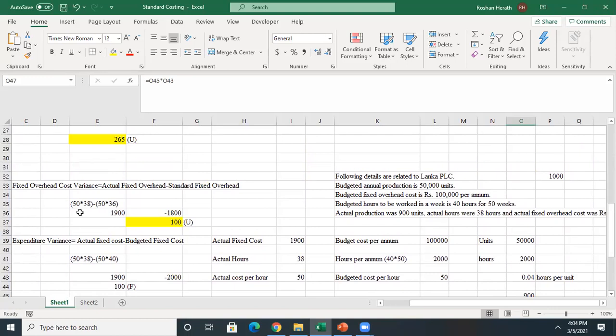This fixed cost total variance. So the last one is the same as the fixed cost total variance. So the fixed cost, the answer is the same.